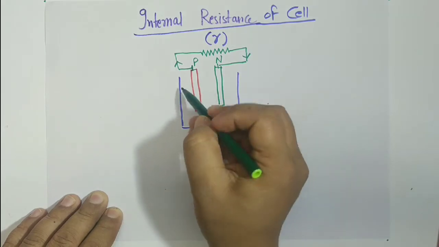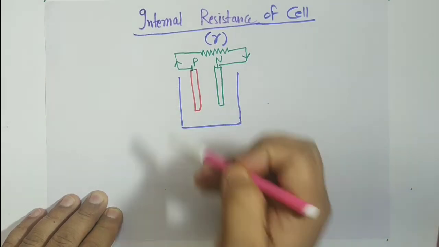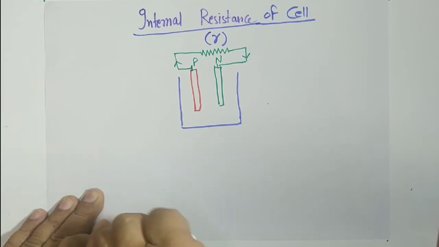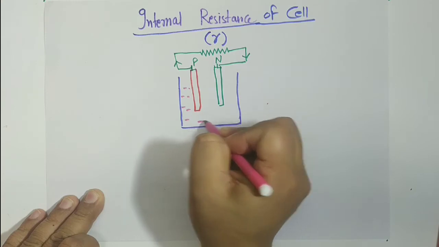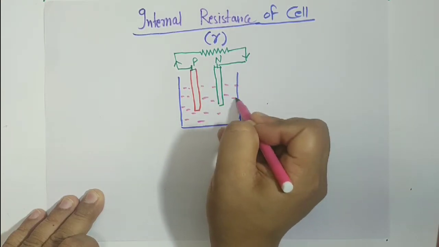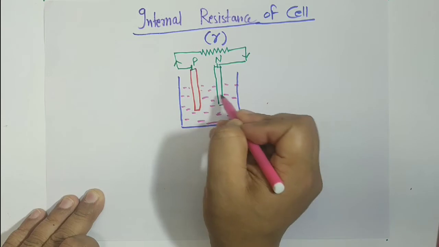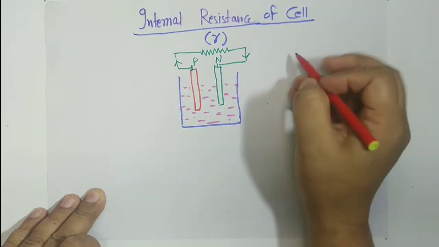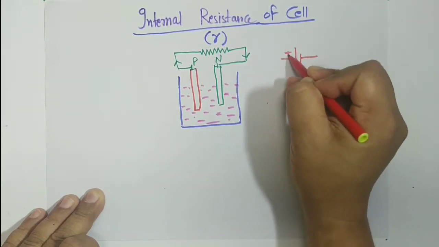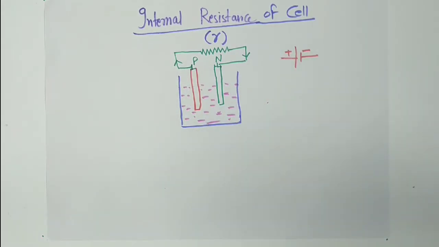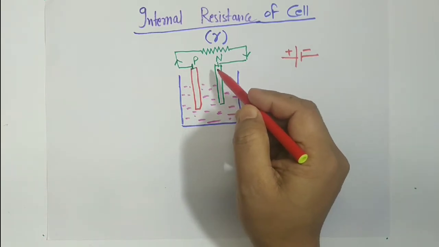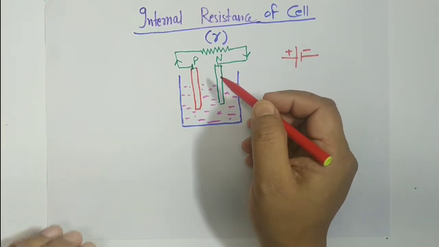This is a cell, and inside a cell we have what? Electrolytic solution like this. There is electrolytic solution inside a cell. So the cell is represented like this, and we know that the symbol of the cell is like this. So there is some obstruction in the old cell so that the current was not passing through it, but the new cell passes the current. And this is actually the internal resistance inside the cell which obstructs.